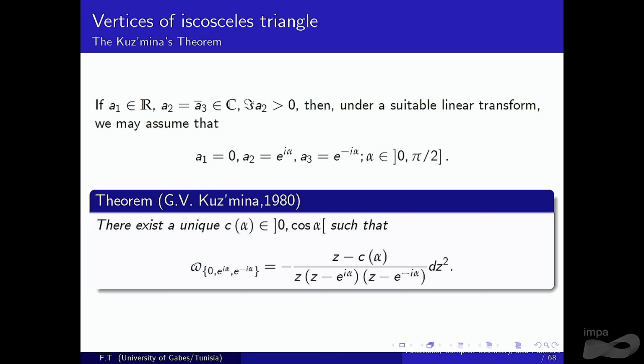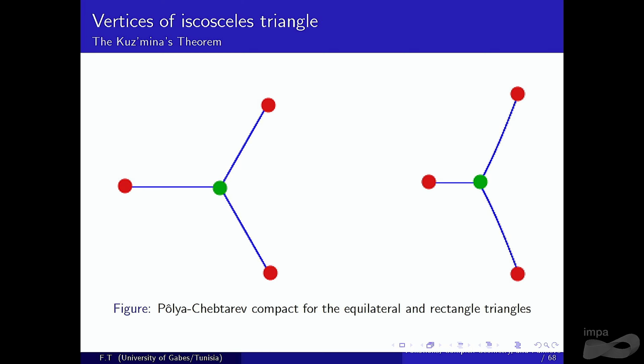Then Kuzmina's theorem asserts that there exists a unique number C of alpha such that the critical graph of the quadratic differential minus Z minus C of alpha over Z times Z minus exponential plus or minus I alpha, this is squared, coincides with the continuum of our problem. This is the first theorem of Kuzmina. Here we have these pictures. Of course, it's not the only case where the continuum is formed by three segments; there is also the case of the equilateral triangle.